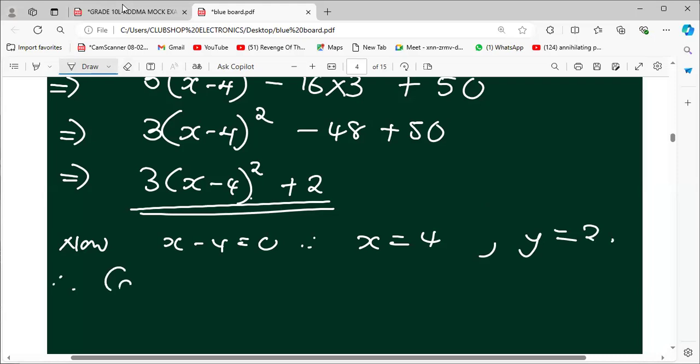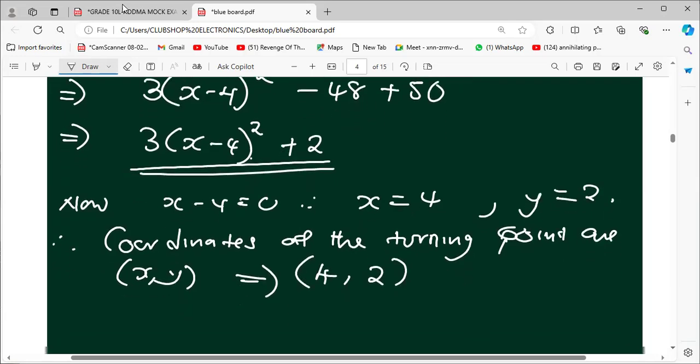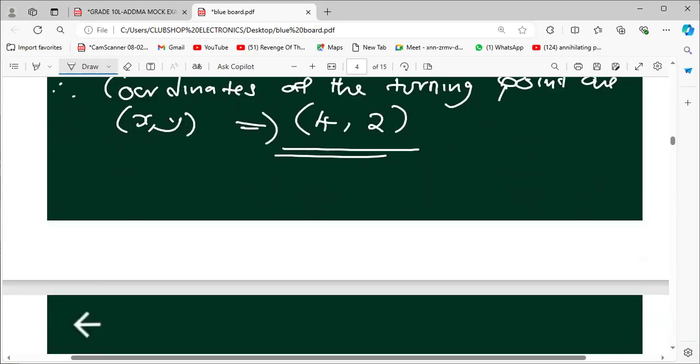Therefore, the coordinates of the turning point are x comma y, which implies that we have 4 comma 2. This is your solution.